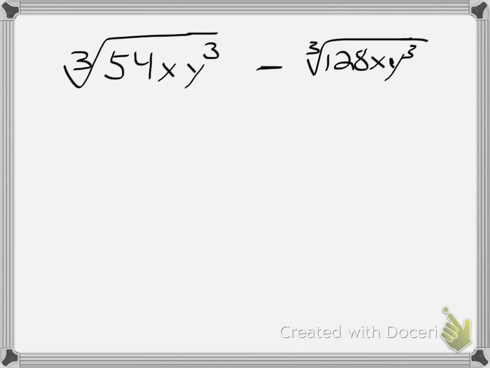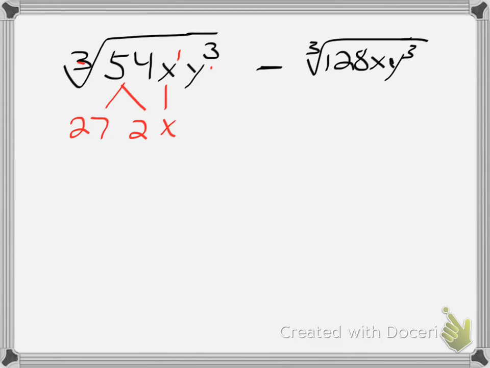For example, this one's a little more complex. Cube root of 54xy to the third minus cube root of 128xy to the third. So I want to say cube root now. What cube root divides into 54, since I obviously cannot add these as they are? And that's going to be 27 and 2. My x is the power 1, which means I cannot break it down, so I'm going to bring it down for now.